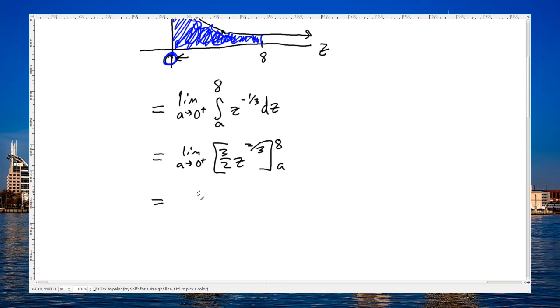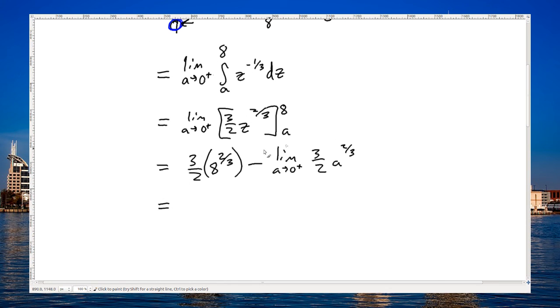And so I'll plug in the top. It's 3/2, 8 to the 2/3. Make sure that looks like 2/3. Minus, I'll do the limit as a goes to 0 from the right of 3/2 a to the 2/3. All right, we don't need to worry about this unless this converges, but it does, right? If a goes to 0, a to the 2/3 is a continuous function, which means I could just use the just-plug-it-in rule. Plug in 0 for a, and that gets me a big fat 0 there. So it converges to 0.